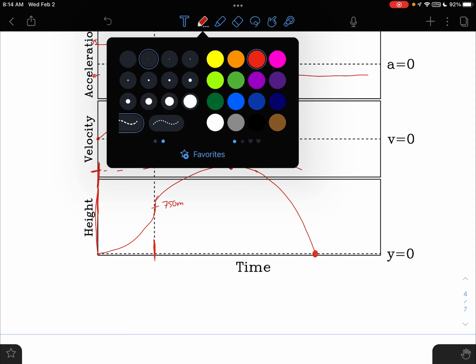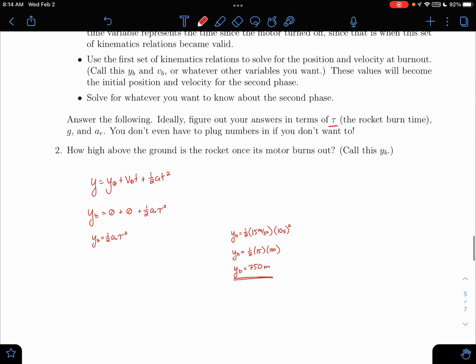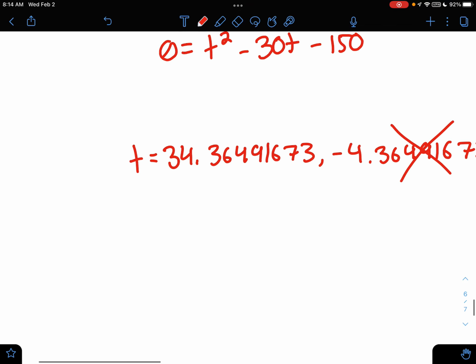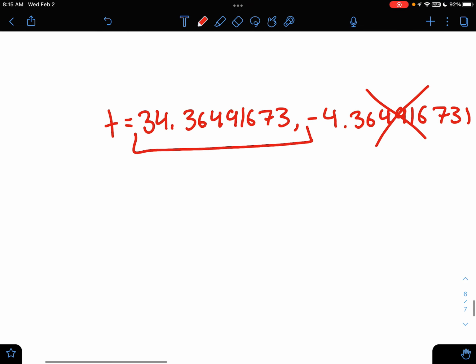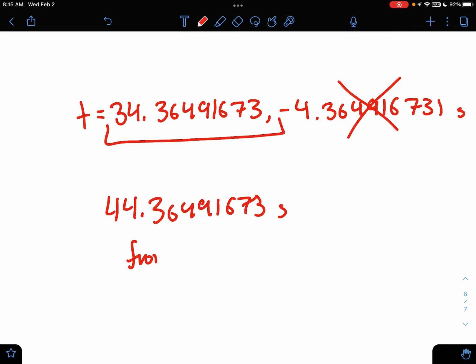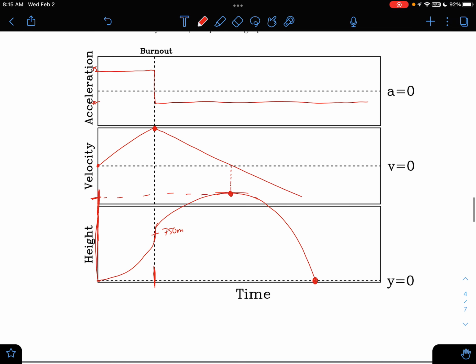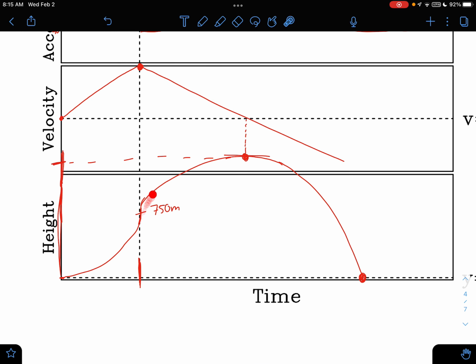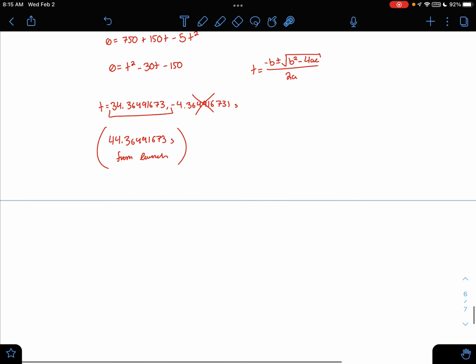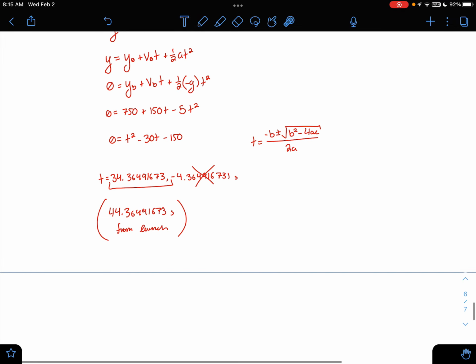So our final answer: how long does it take for the rocket to hit the ground again? It's going to be 34 seconds from burnout, or from launch, it's going to be 44.36491673 seconds. Because we said that was our time from when the acceleration changes, we have to add our original 10 seconds in here, where it launches for 10 seconds, then it falls for 34 seconds. So in total, from launch, it's going to take 44 seconds to hit the ground once again.